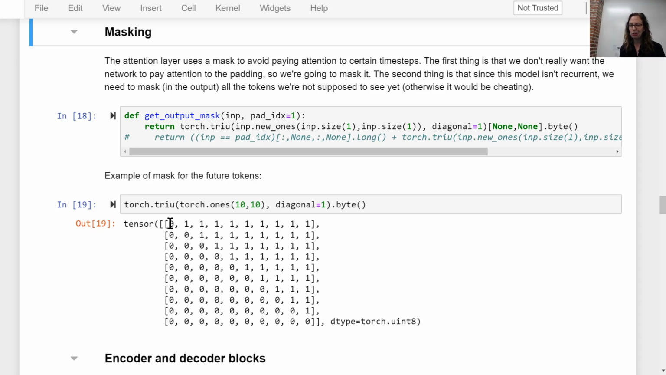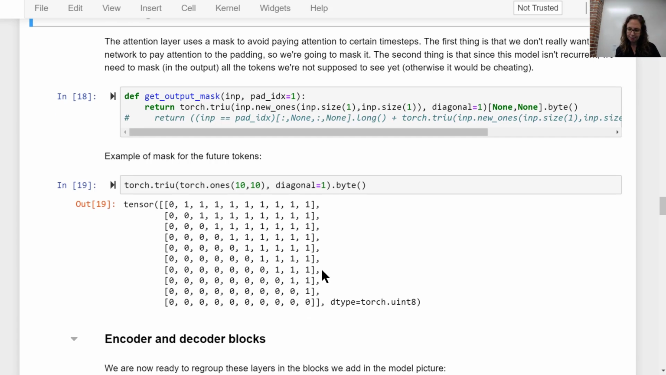And so basically we'll just use this upper triangular matrix of ones to cover up everything in the future. So at the first time step, you can't see anything that's coming ahead. Then, at the second time step, you just know the first 2 things, and then the first 3 things, the first 4 things. And so we apply this mask.